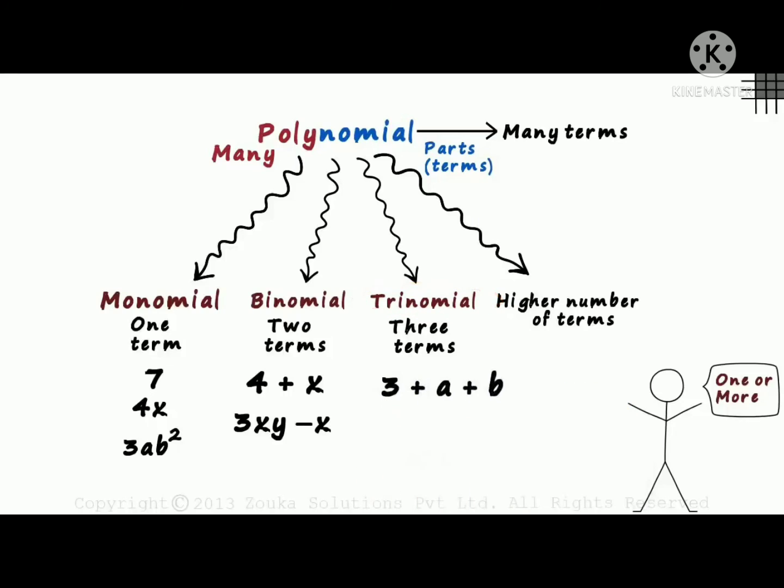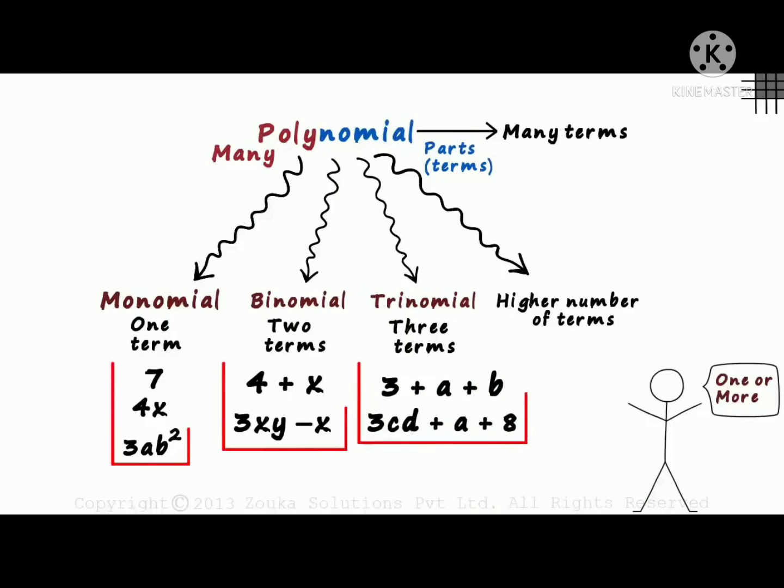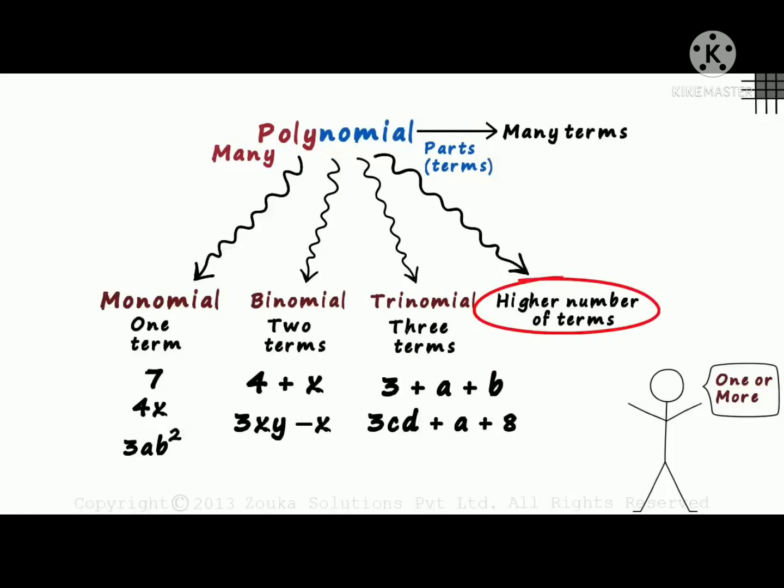An example of a trinomial would be 3 plus a plus b. It has three terms, 1, 2, and 3. Or maybe 3cd plus a plus 8. Again, let me remind you, all these examples you have seen are polynomials.